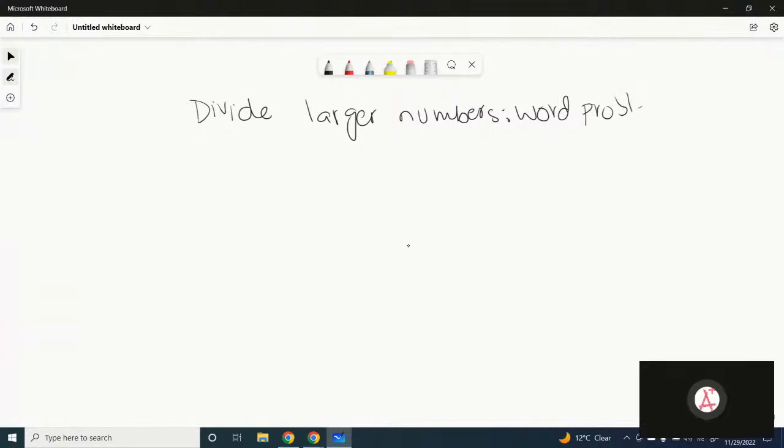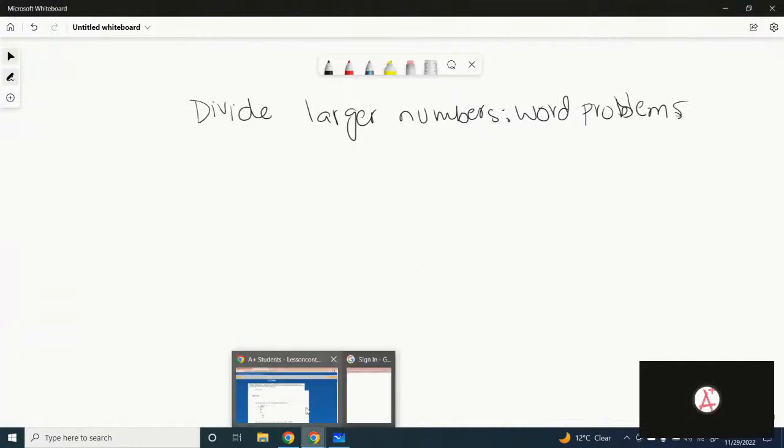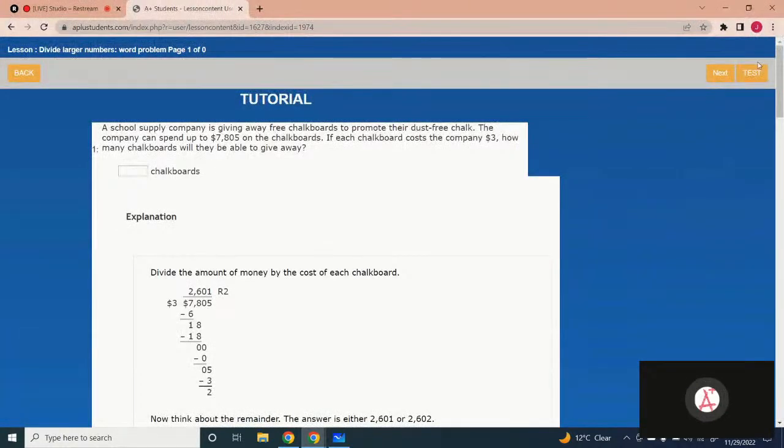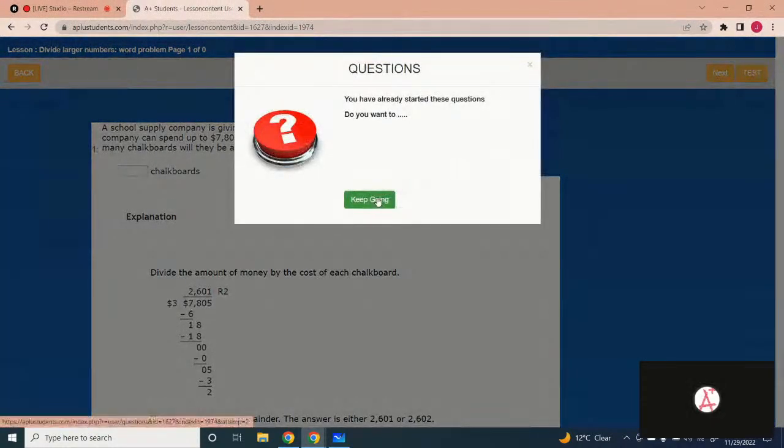Because if you're not perfect with the tables, you're not perfect with division. Got it? So, divide larger numbers word problems. Let's start with the lesson. Okay, let's start with the test questions.